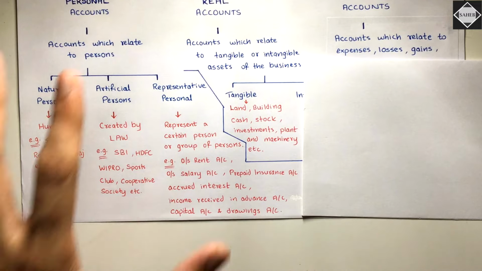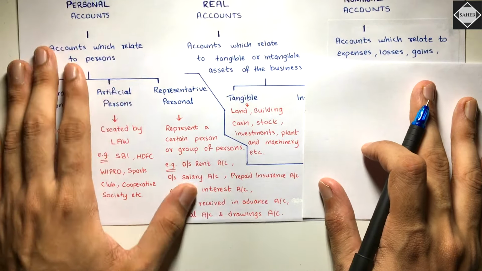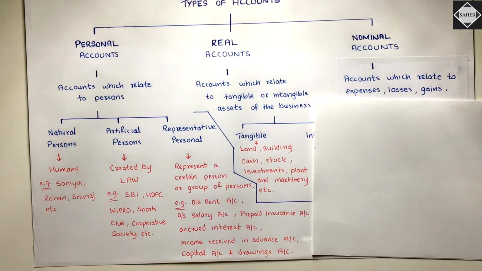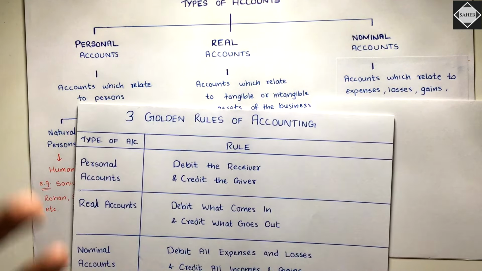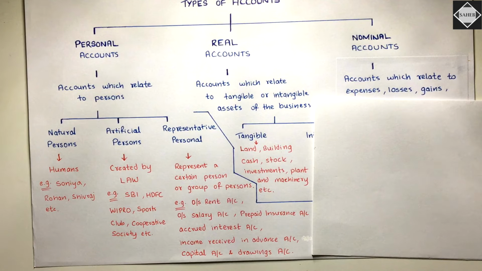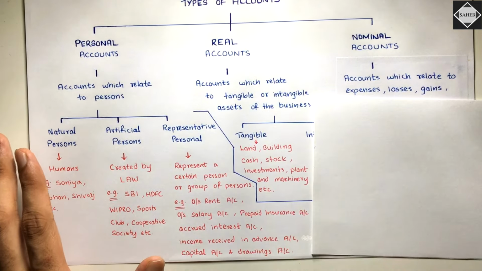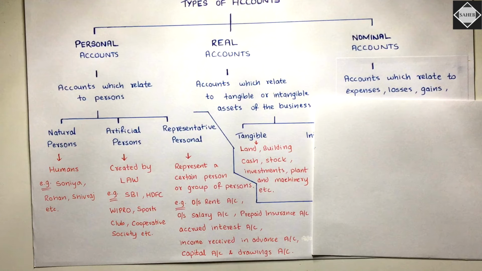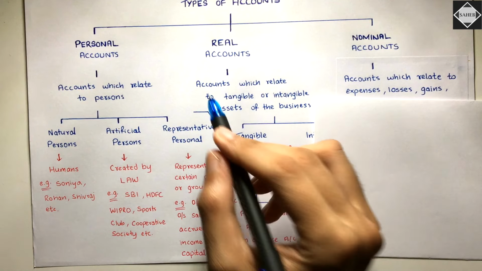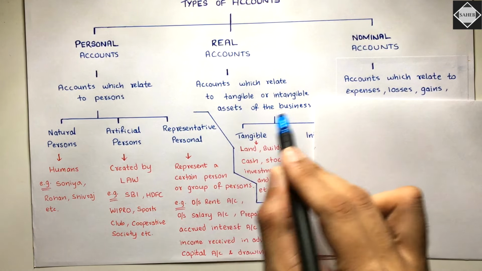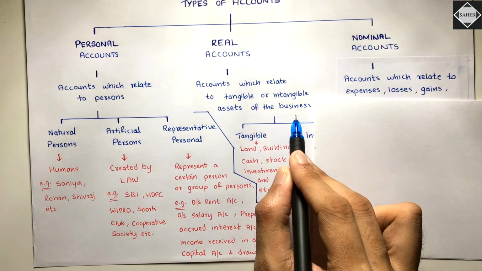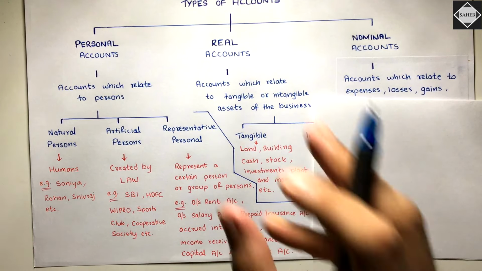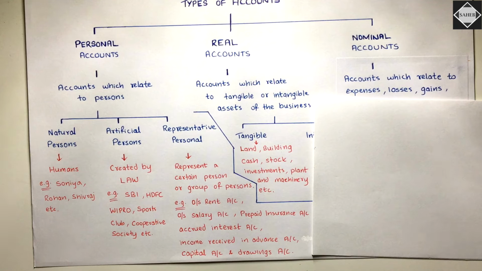Fine. Okay, so you understood the personal accounts category now, right? 3 different subcategories we have. You understood what all comes under that, and you know the rule: debit the receiver, credit the giver. Okay, that's the thing. Is that clear? Okay, fine. Moving on, then we have the real accounts category. Now what is this real accounts category? It's really simple. Accounts which relate to tangible or intangible assets of the business, right? Those types of accounts will come under this category, the real accounts category.